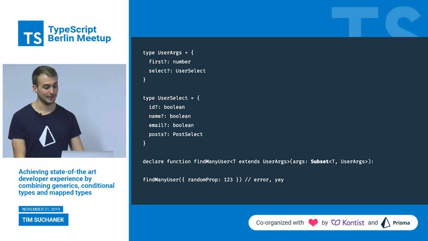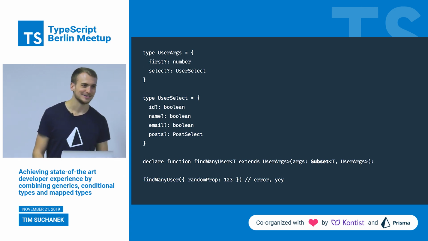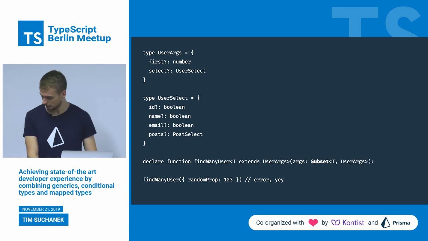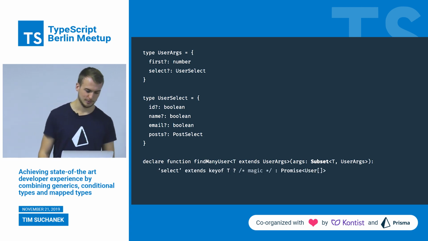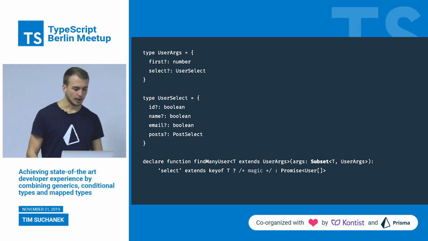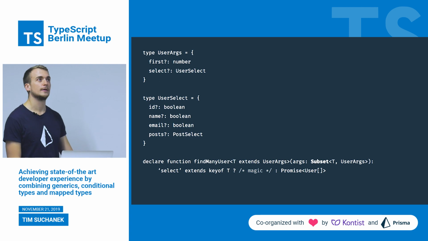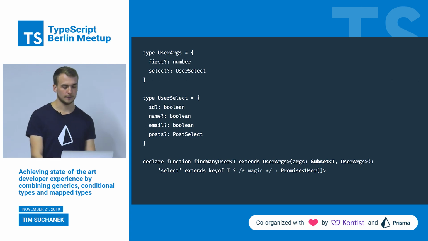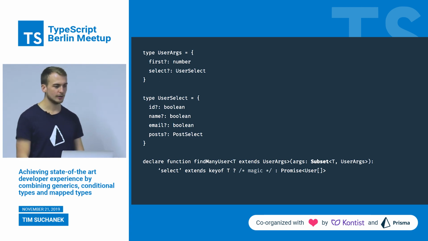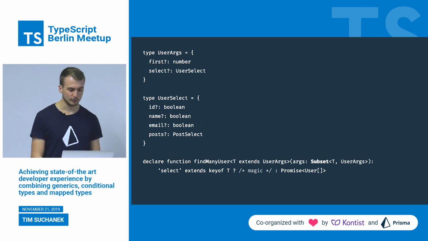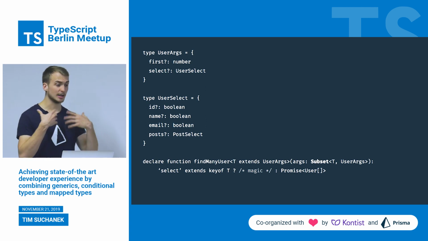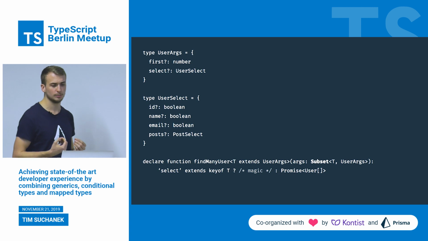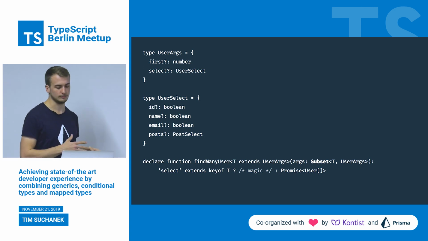That's nice. And now comes the hard part, actually, which is return types. So now we will actually use conditional types, and we saw earlier in the API that if we are not providing the select keyword, we want to have a default behavior. We just want the user.